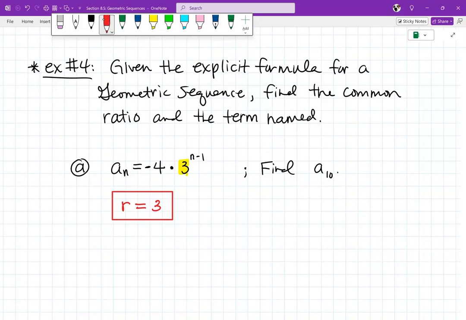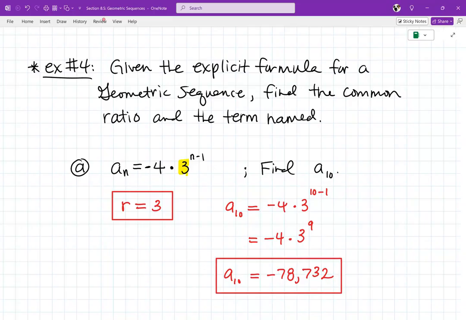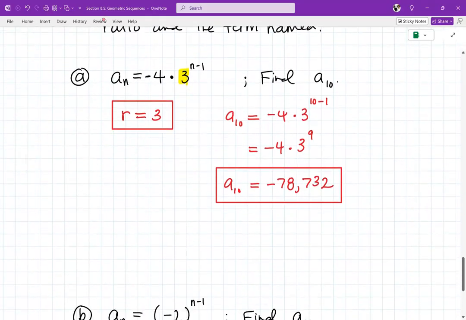And then they say find a sub 10. That means plug in a 10 for n. So a sub 10 is equal to -4 times 3 to the 10 minus 1, which is -4 times 3 to the 9th. Now I don't know what that is in my head, so let me do this on a calculator if you guys don't mind waiting. So -4 times 3 to the 9th. That's negative 78,732. Okay, so there's your answer. So this isn't that hard. It's actually, I think, a little easier than the arithmetic sequence stuff. Okay, so let me give you one more and then we're done.